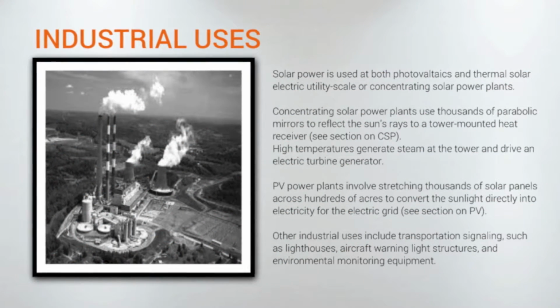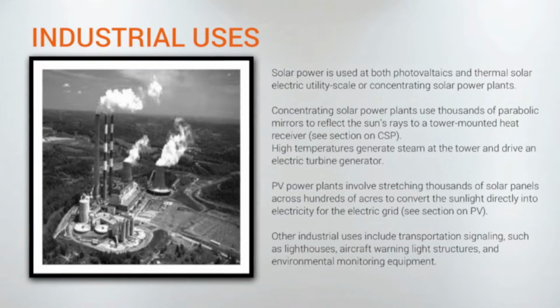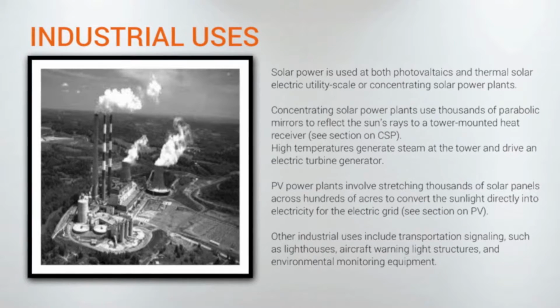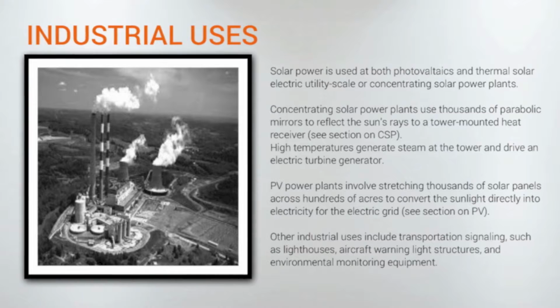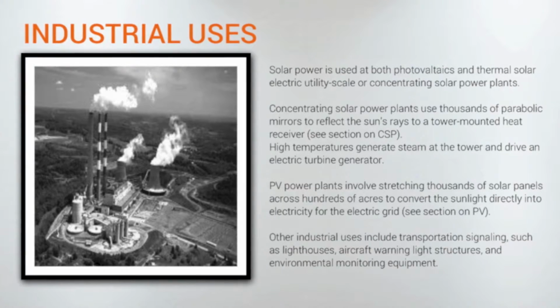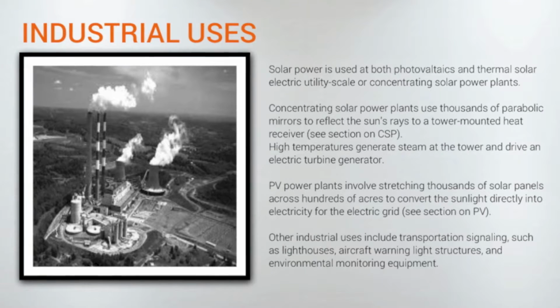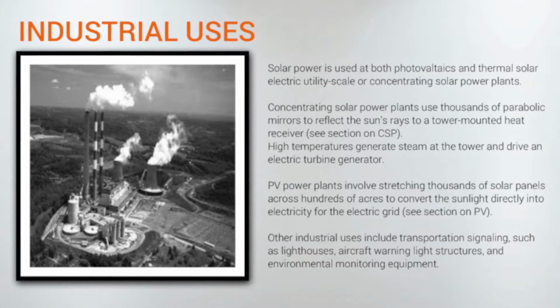For industrial uses, solar power is used at both photovoltaics and concentrating solar power plants. For concentrating solar power plants, they use thousands of parabolic mirrors to reflect the sun's rays to a tower-mounted heat receiver. High temperature then generates steam at the tower to drive an electric turbine generator.